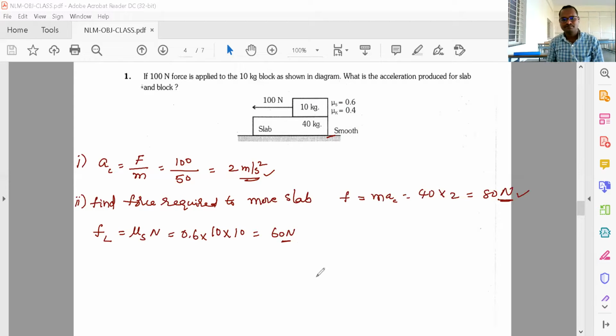This means this limiting frictional force is less than the force required. Clear, students? Okay. Yes, limiting friction is 60 Newton only. It is not sufficient to give 80 Newton force. Then what happened? The two blocks slide. Then kinetic friction comes into action.